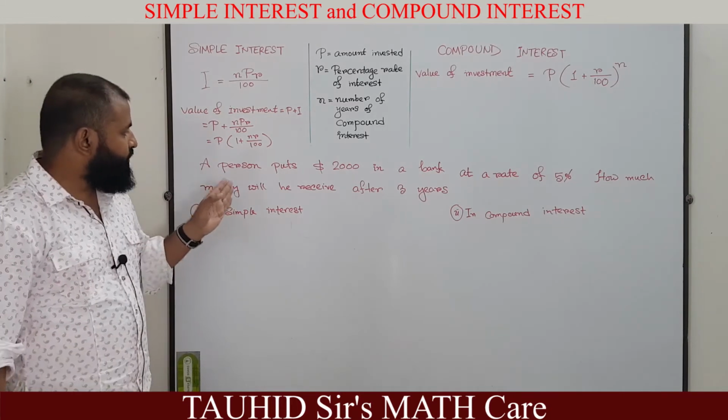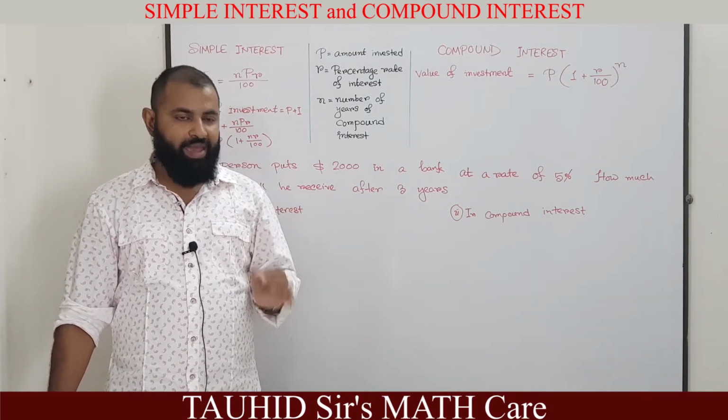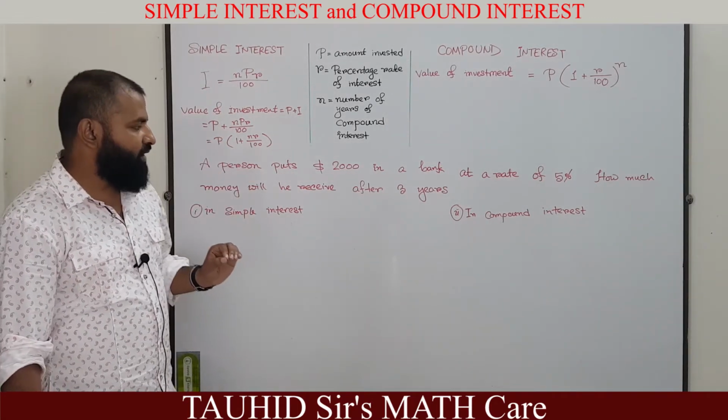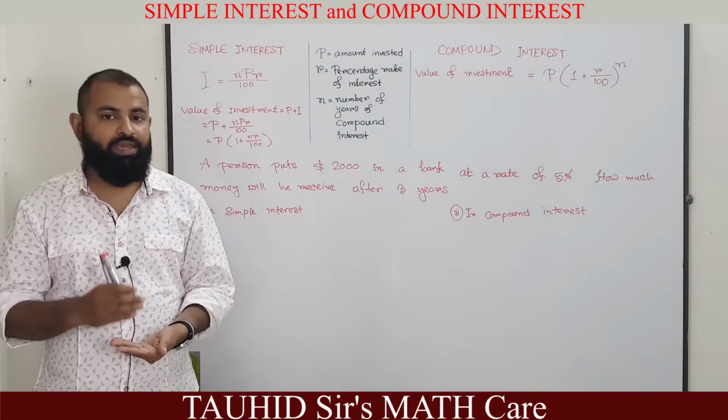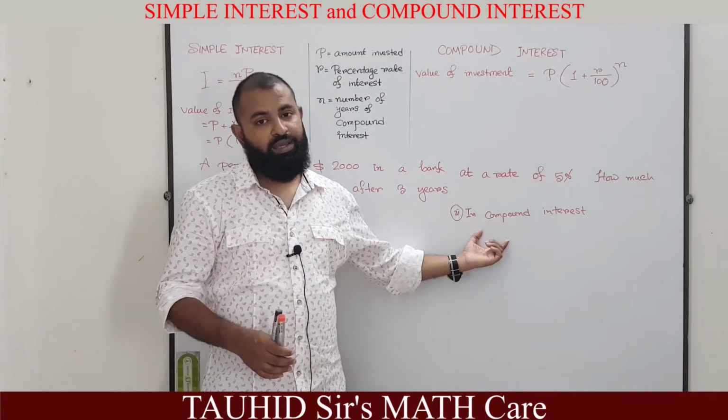Here you are given an example. A person puts his $2,000 in a bank at a rate of 5%. How much money will he receive after 3 years if he invested in simple interest and if he invested in compound interest?